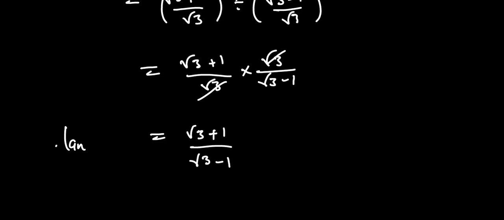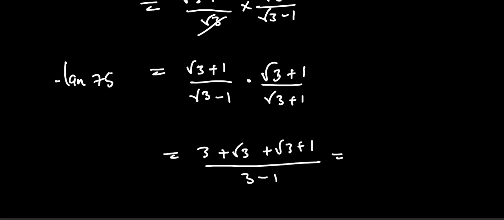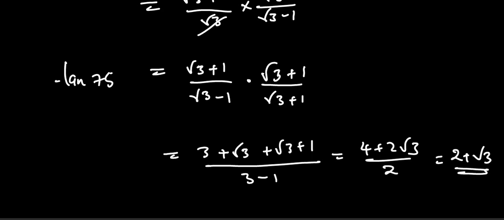We cannot leave it here because we are able to rationalize, so we're going to multiply by the conjugate of the denominator. The denominator becomes 3 minus 1, and the numerator is root 3 plus 1 times root 3 plus 1. This becomes 4 plus 2 root 3 over 2. This is the same as 2 plus root 3, because everything here is divisible by 2, right? 2 there, 2 there, 2 there, so you get this. So this is tan 75. That's how you're supposed to do it.